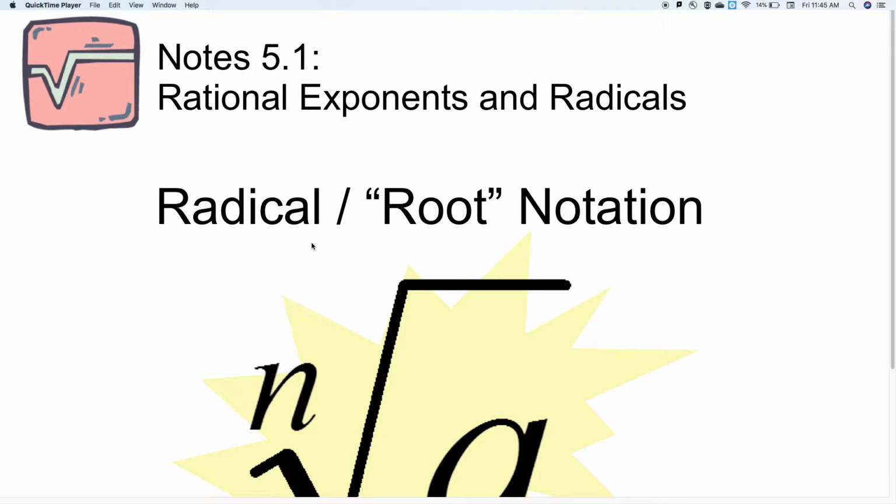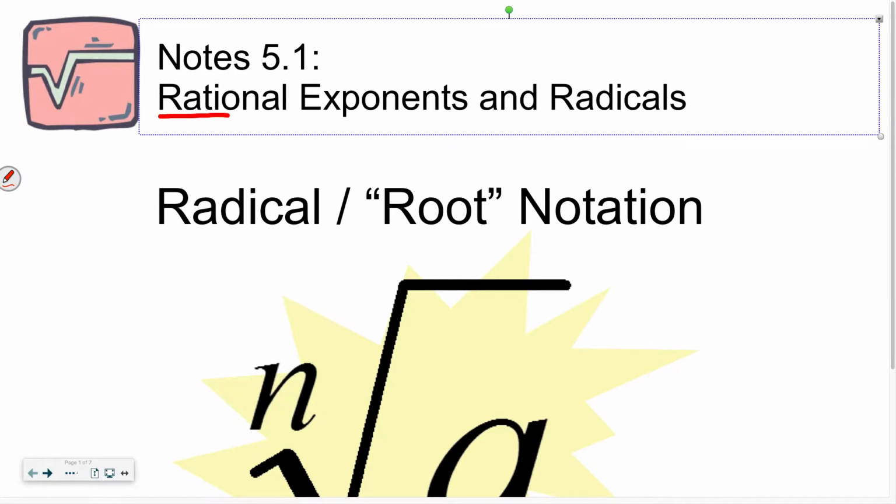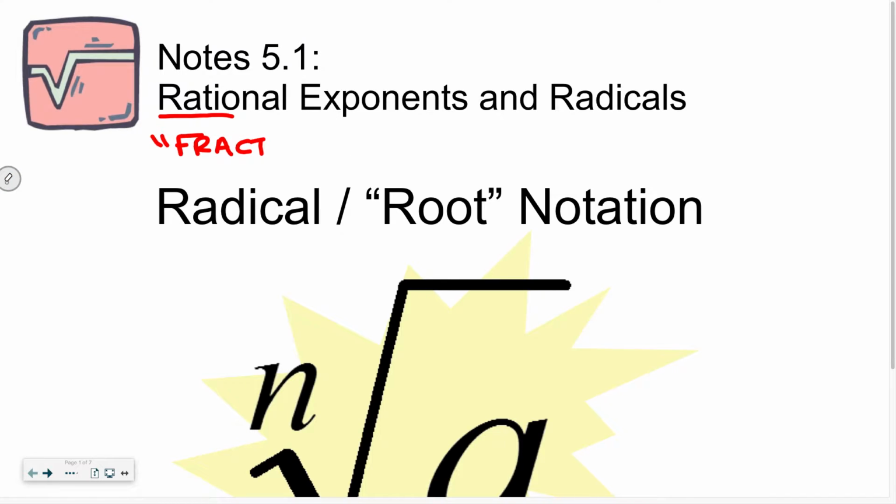We talked about the word rational in our last chapter. Remember when we did the rational root theorem? Rational has the math word ratio in it, and a ratio is just a fraction. So essentially what we're talking about in this chapter are fraction exponents. Oh joy.